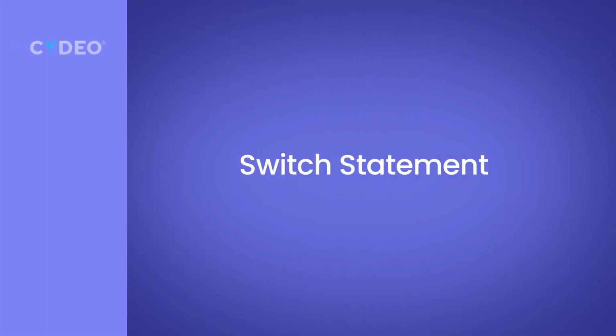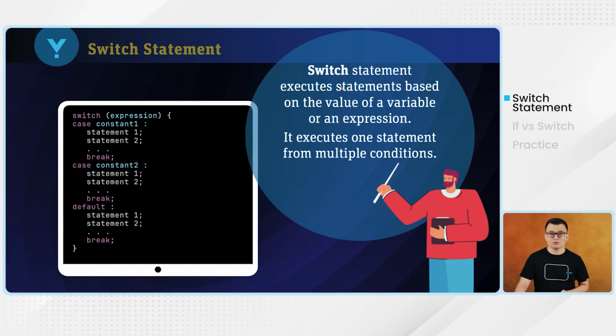The switch statement executes the statements based on a value of a variable or an expression. However, the value of a variable that you pass in the switch cannot be Boolean like the if statements. Okay? And this switch statement executes one statement from the multiple conditions that you have.